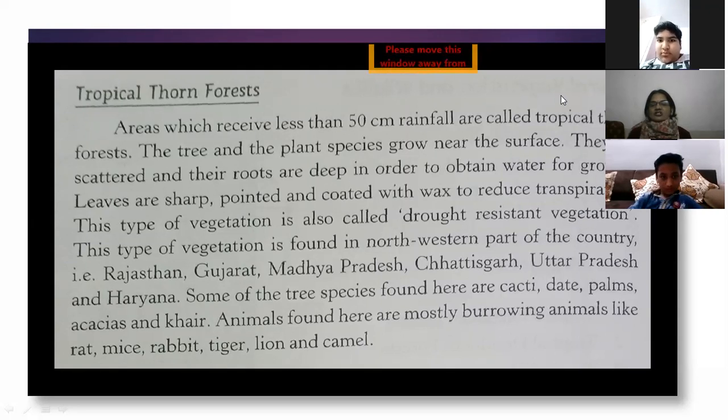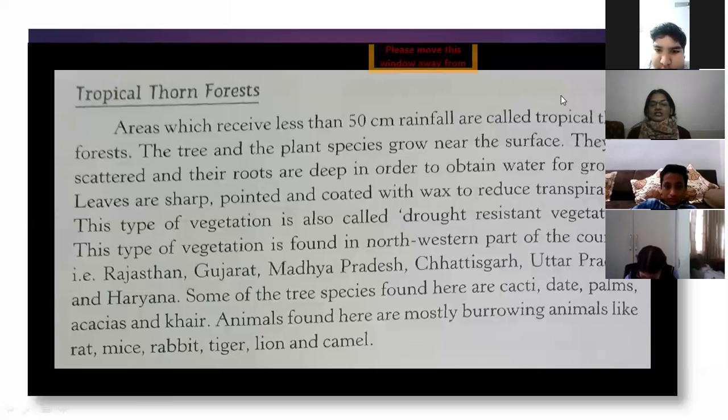To reduce transpiration means to reduce loss of water. You are studying this in science, yes? The process of transpiration means losing water content from the leaves. This type of vegetation is also called drought resistant vegetation. You all are aware of the meaning of drought. Drought means the situation when there is no rainfall, no water, and plants are not grown. So such a situation is called drought.